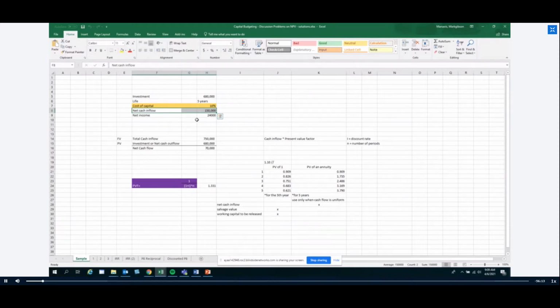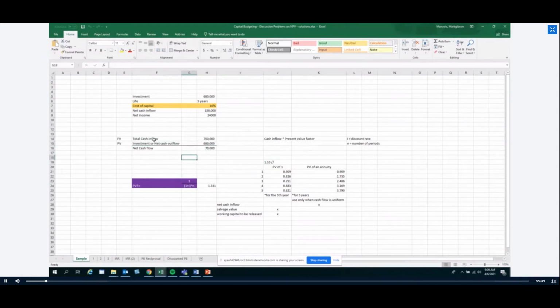methods that do not consider the time value of money. But this time we are going to discuss other methods which consider the time value of money. But let's first define what is included here.